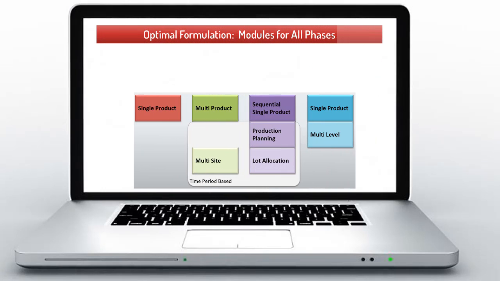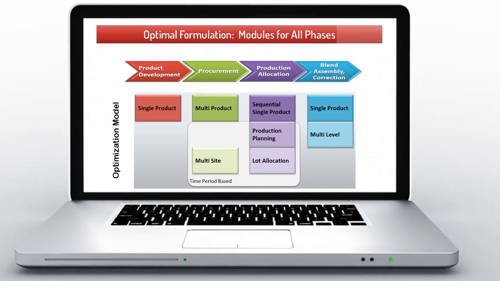The most important feature of Optimal Formulation is that it features multiple modules that address all phases of formulation. These modules include single product for product development, the term of planning for procurement, production planning and lot allocation for production allocation, and single product and multi-level models for blend assembly and blend correction.